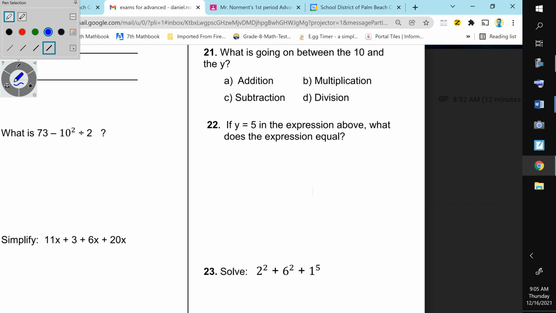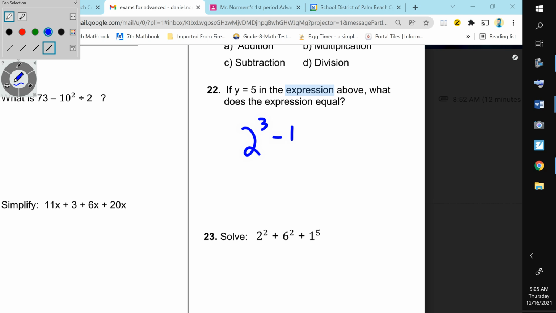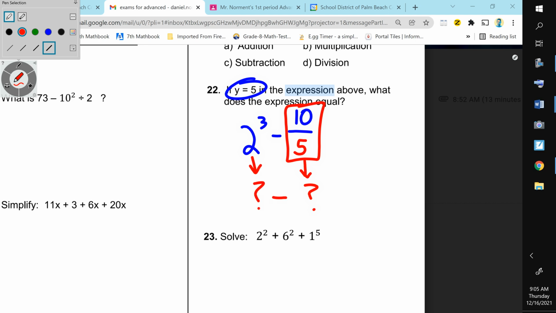22. So what you're going to do is you're going to take that expression, 2 to the third minus 10 over y. Ooh, I need to write that a little bit better. And you're going to take this 5, and you're going to substitute it in place of y. And then do this part first. Actually, you could probably do this part first, and then minus whatever 10 over 5 is, and that's going to give you your answer. You're going to get 2 to the third, so it's going to be something minus 10 over 5, something minus something, subtract those two, you get your answer.